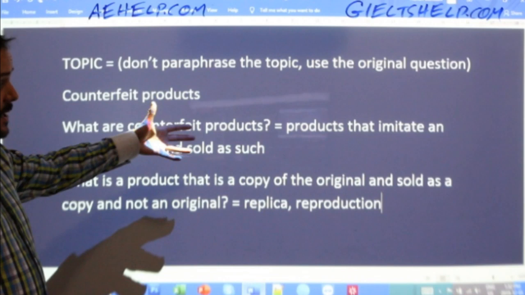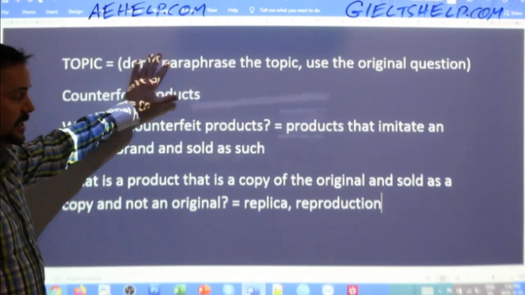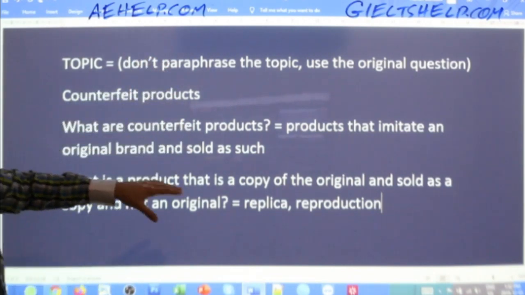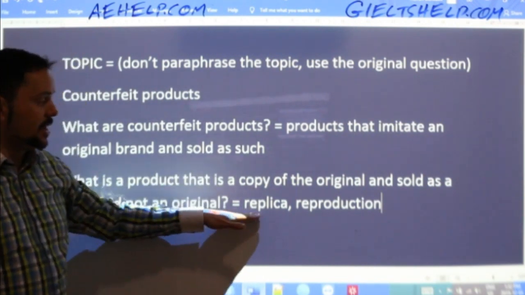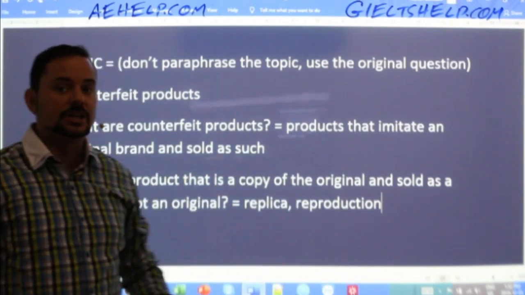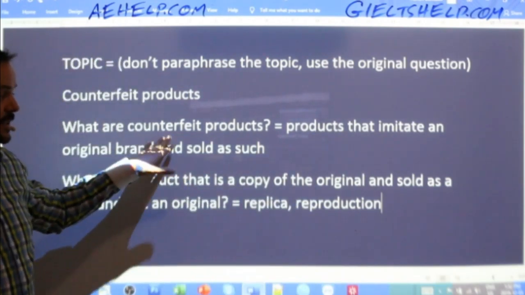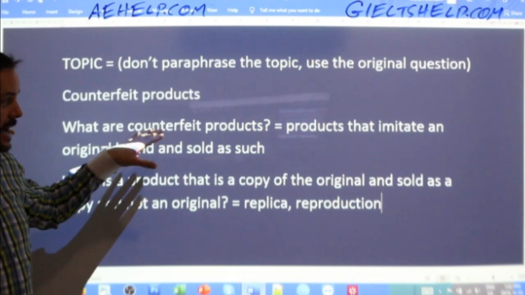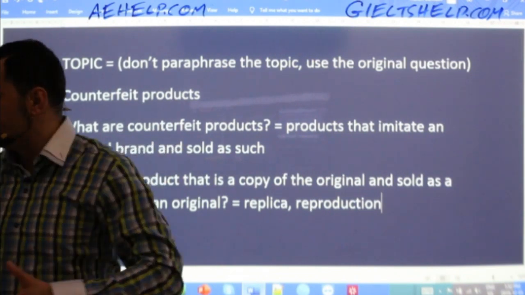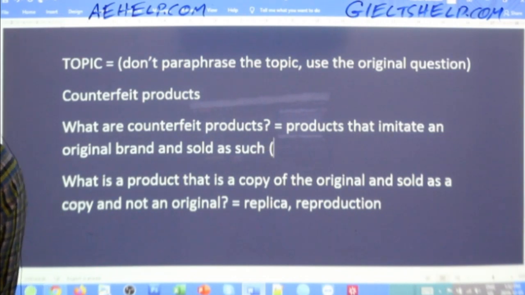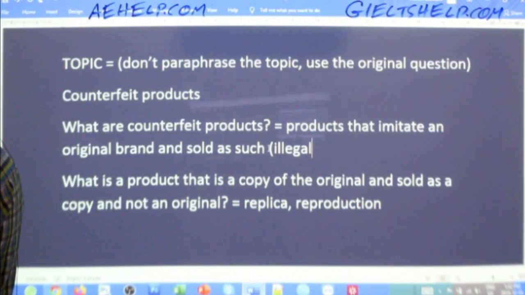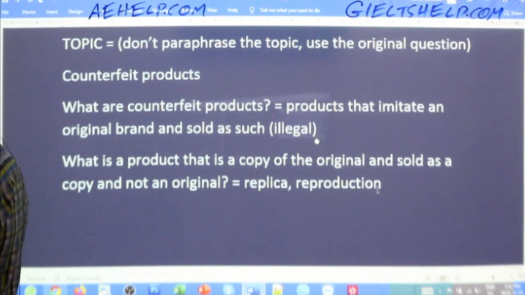Again, my fear with this kind of question on the IELTS exam is that many students might accidentally begin writing an essay that's targeting a replica or a reproduction rather than a counterfeit. Okay? So you have to be very careful. Of course, a big difference is that a counterfeit product is illegal. Okay? International laws make counterfeit products illegal. Reproductions and replicas are often legal.